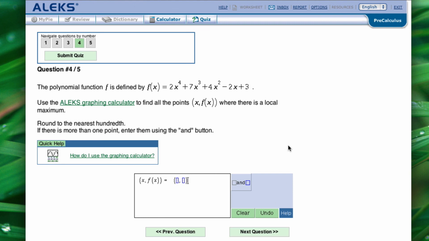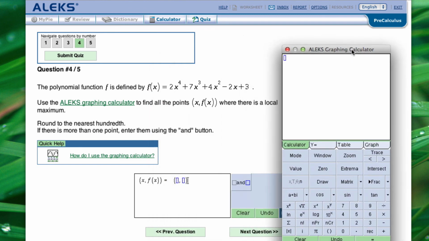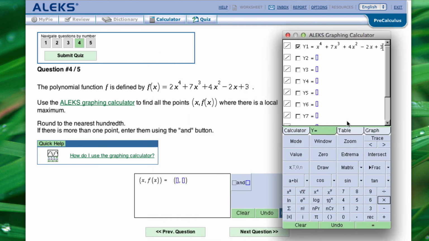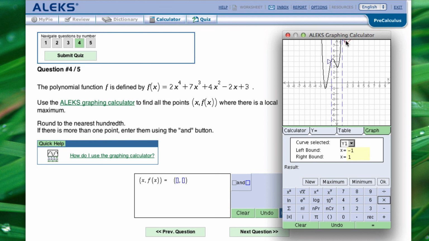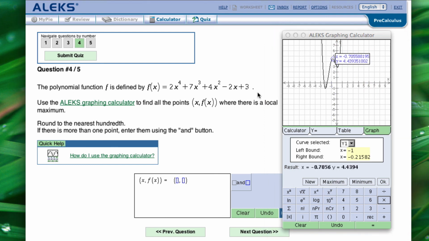All right, here's one more example. So we're going to click on the graphing calculator. We're going to enter our value. Once you've entered those values, you click on graph, and we are asked to find the local maximum here, and we have one maximum. Click on extrema and move our value so it's just capturing that one maximum value. Click on maximum and we get our answer. So this one is going to be a negative 0.71 and 4.44.